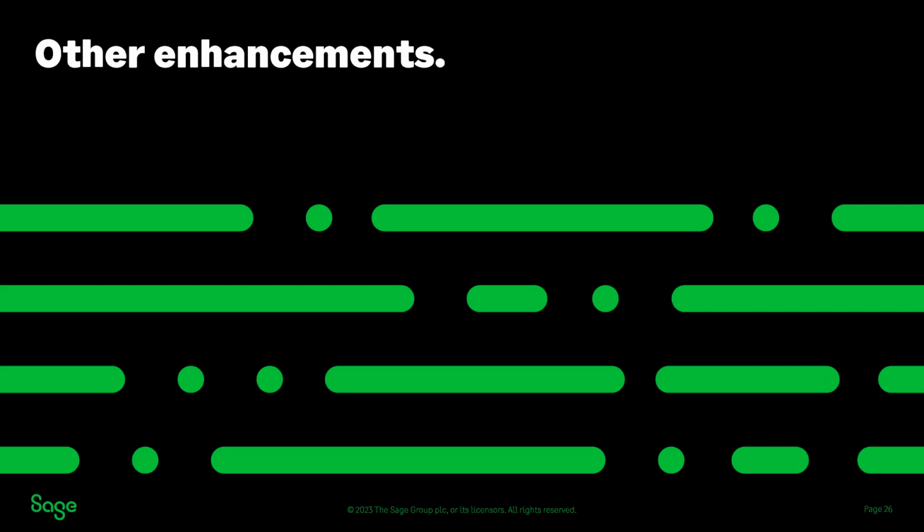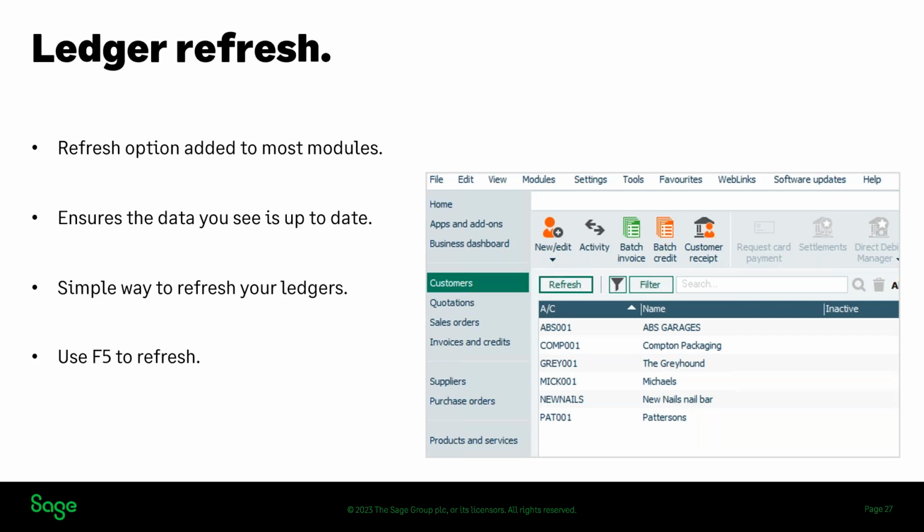Let's put back to the slides again then, and we'll move on to some of the other enhancements. So the first one, and it's just about impossible for me to demonstrate this one to you, is the ledger refresh option. You'll find on version 29 at the top of most of the ledgers now that you will have a new refresh button. So it's been added to most modules.